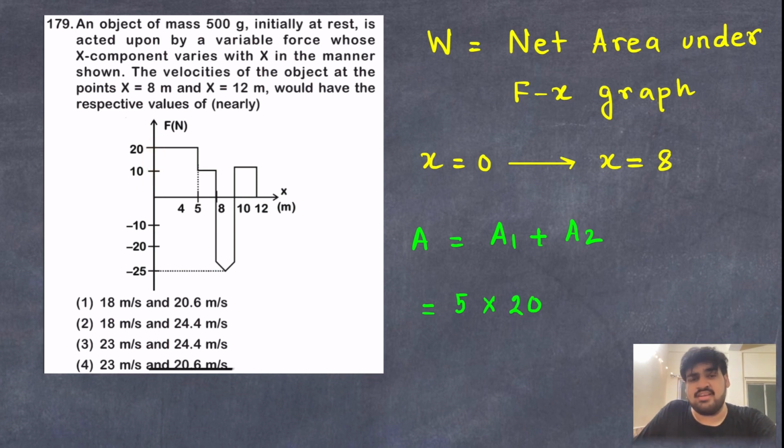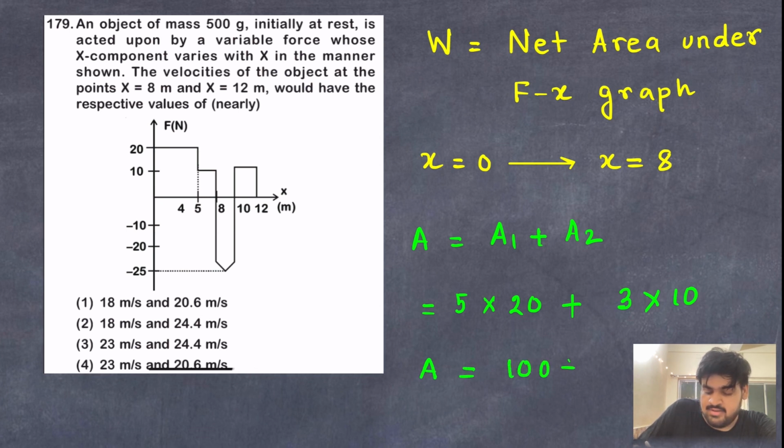Okay, what is the area? Length into breadth, so that means 5 times 20 plus... Similarly, you can easily see the second area is spanning from x equal to 5 to x equal to 8, so the length is 3, and the breadth is from x equal to 0 to x equal to 10, so that means 10. So the first area comes out to be 100 plus 30, which is equal to 130.